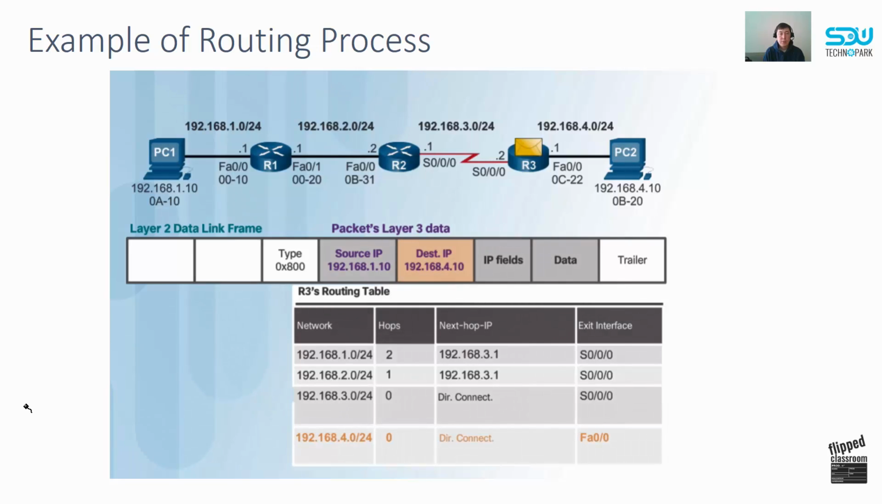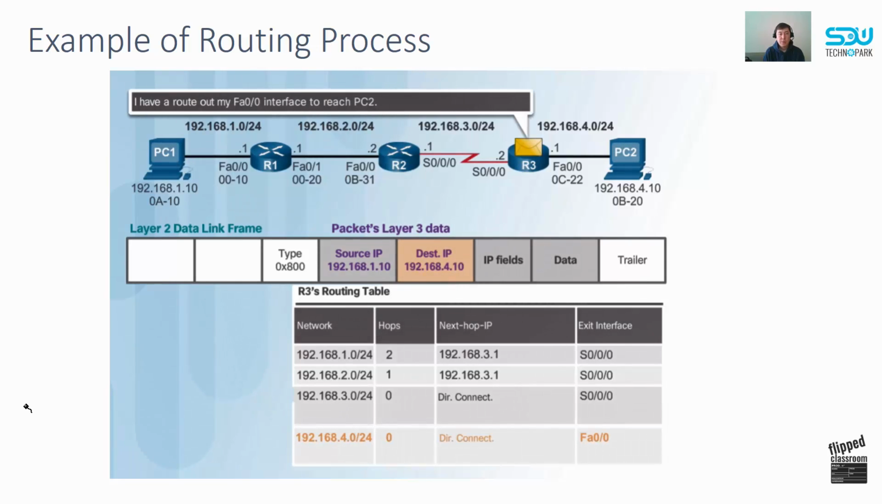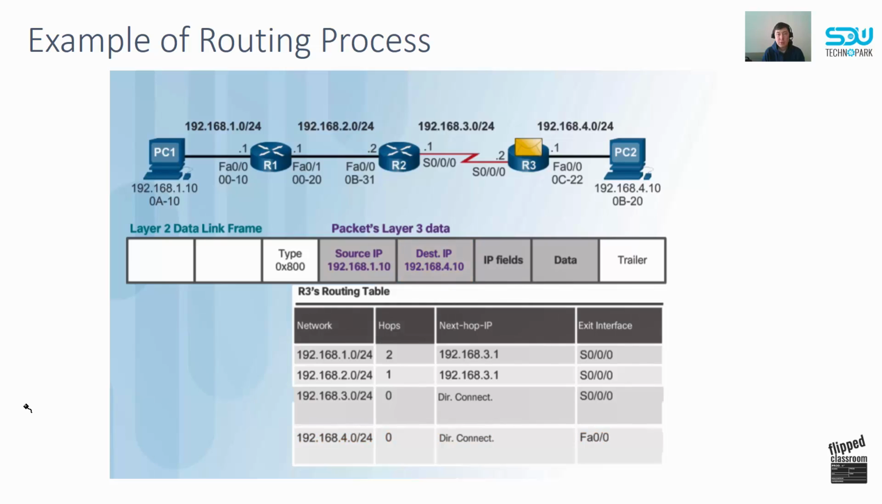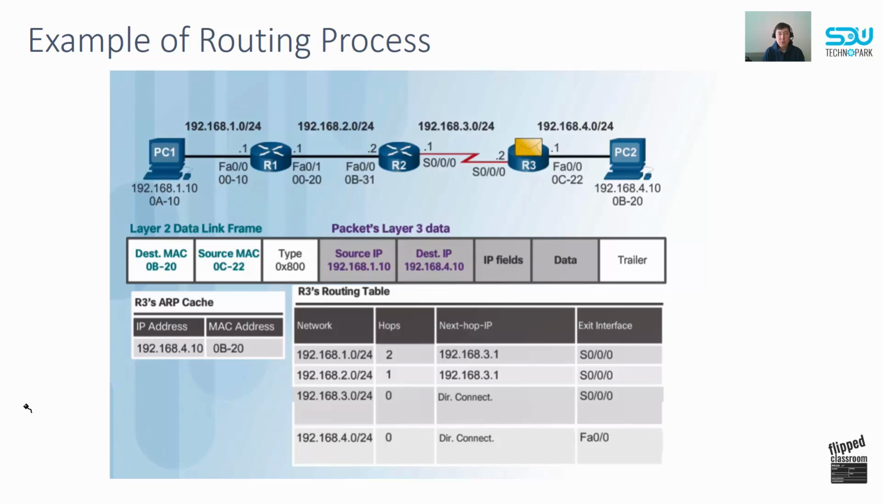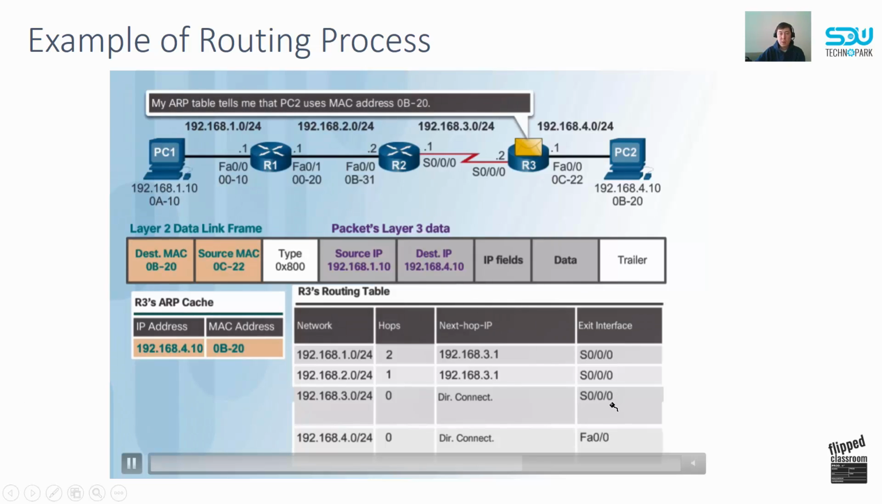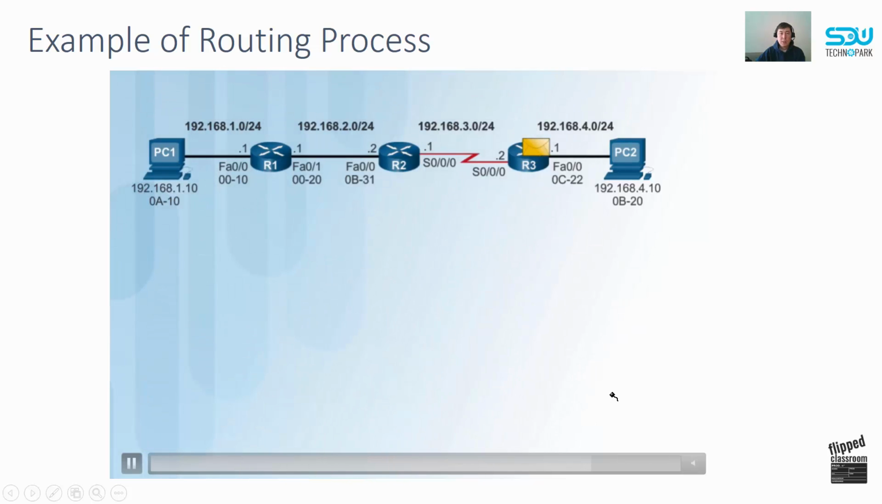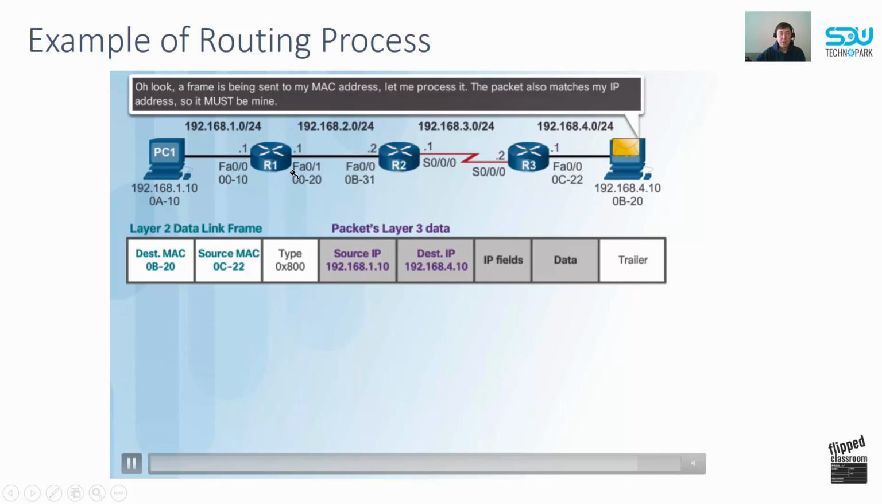So due to the fact that this is Ethernet type of connectivity, we have source and destination MAC addresses. The source MAC address will be 0C22, the MAC address of the router's interface FA0/0, and the destination MAC address will be the MAC address of PC2, 0B20. And this is how our packet is traveling through the network. In this situation, we have just 3 hops from PC1 to PC2.